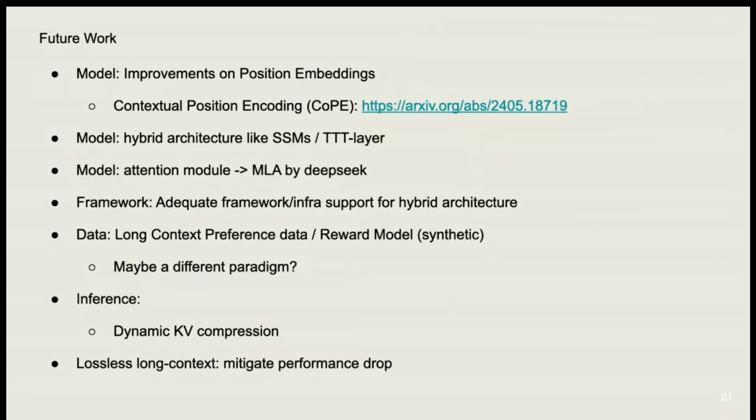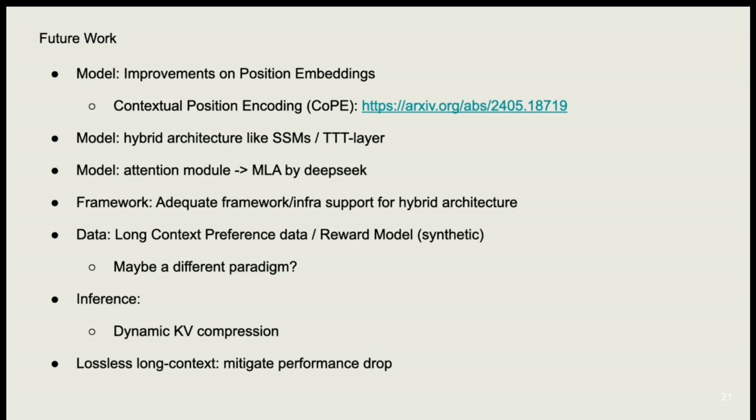Last, I'm going to talk about some of the future work that I think are worth looking into. So first thing is position embeddings. We may need a more efficient or better way to model the position information of the context. The next thing will be also something popular, but I didn't cover in my presentation, which is SSMs, structured state space models, or maybe explore some hybrid architecture between transformers and those RNN style architectures.